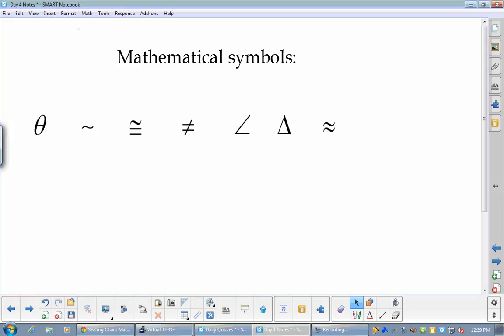Okay, we're live. So let's first talk about the mathematical symbols that we'll be seeing when we're doing trig and this stuff. And the first one is this guy right here. What is that guy? Anyone ever seen him before in your travels?